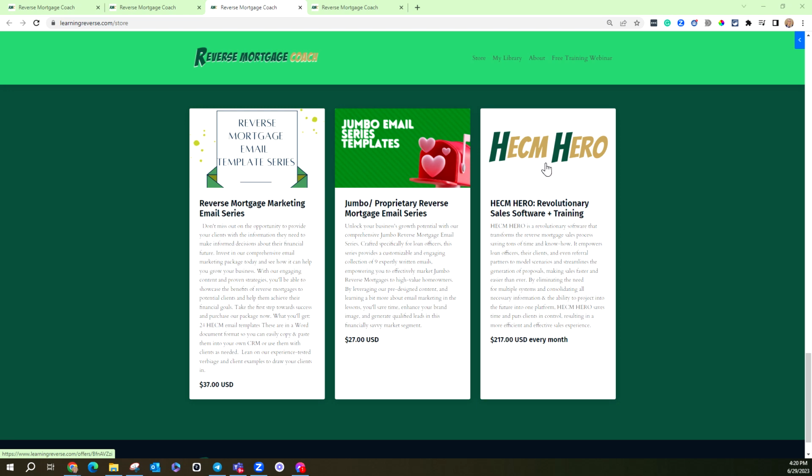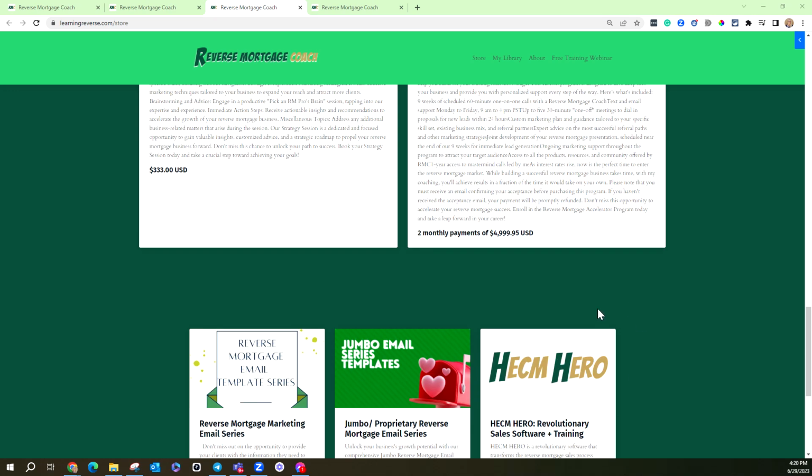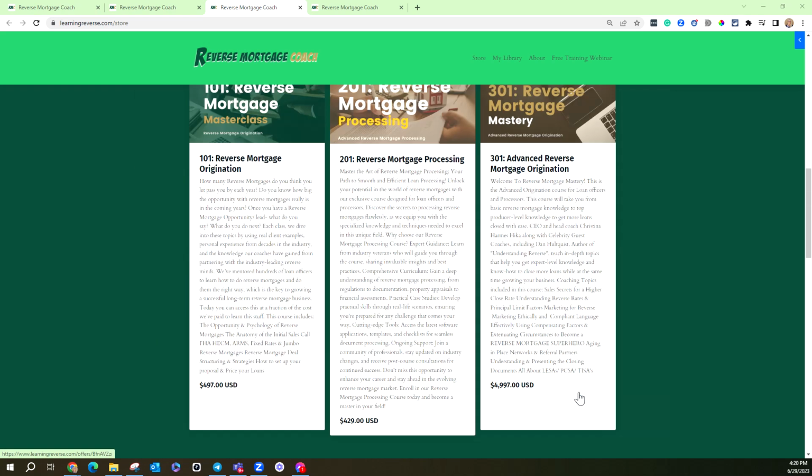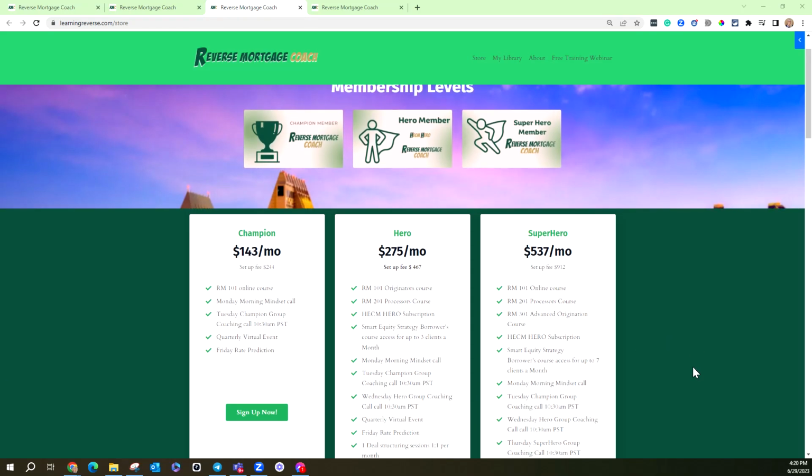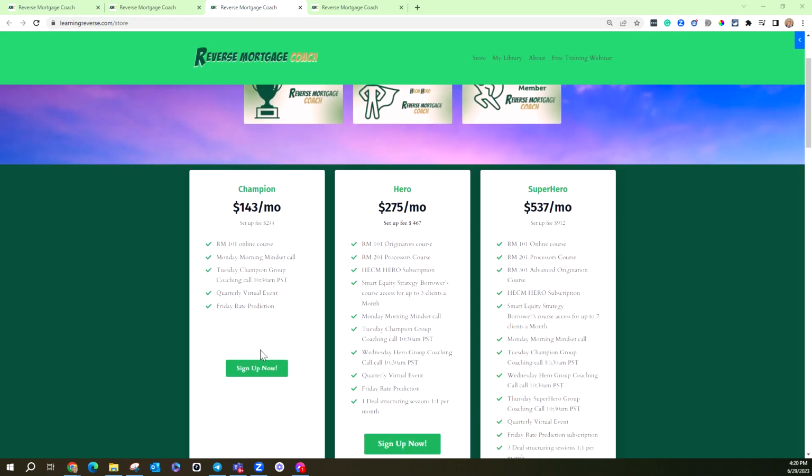So HECM HERO can be a standalone product. And now that's $217 a month, but it is also included at different membership levels. So take a look at what you actually want, because in my opinion, we bundled things in a really cost-saving way for people, and it includes a lot. HECM Hero is available at the Hero and the Superhero membership level, and it's just a little bit more per month, but you get a whole lot of things in there. So let's take a look just at HECM Hero.